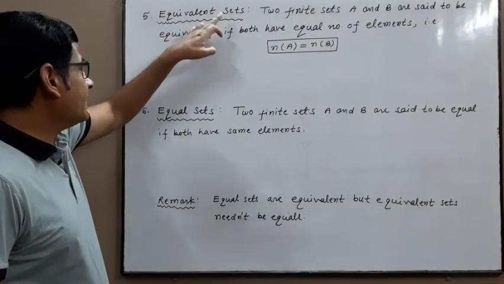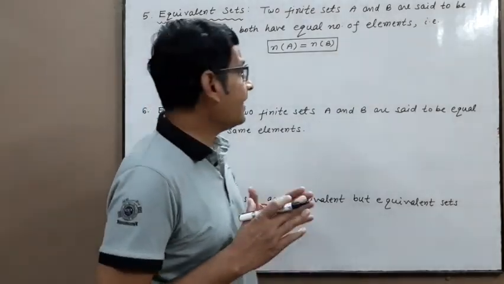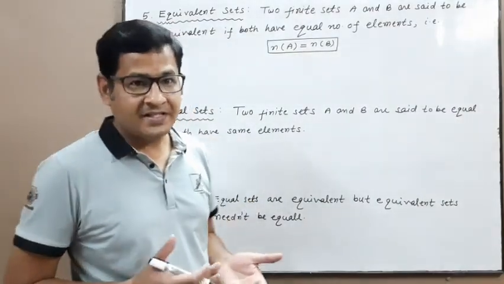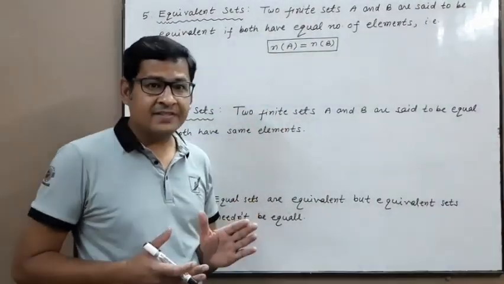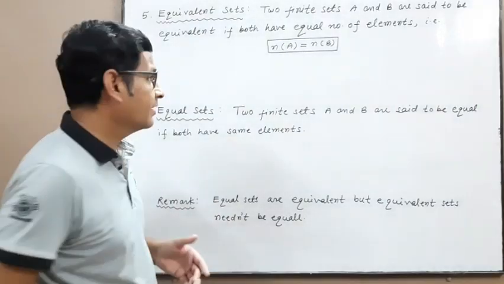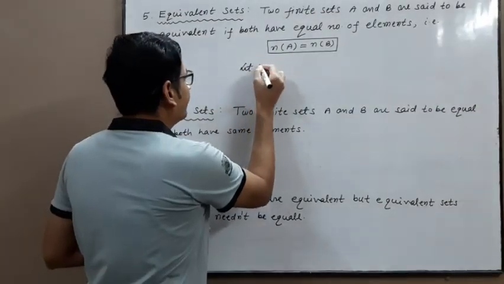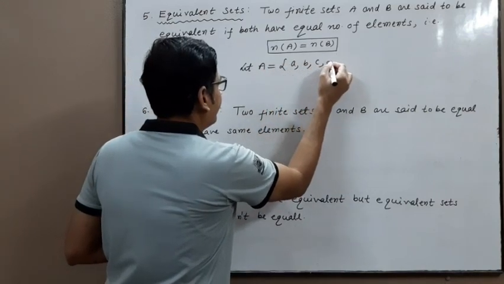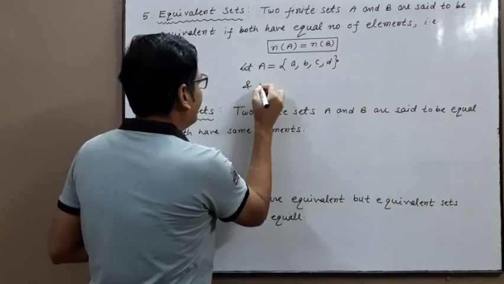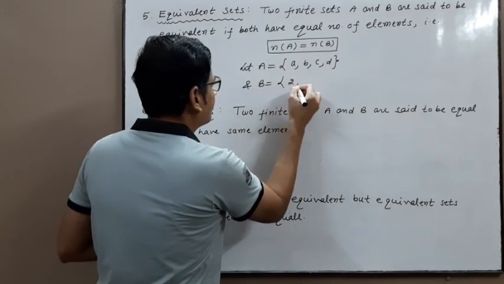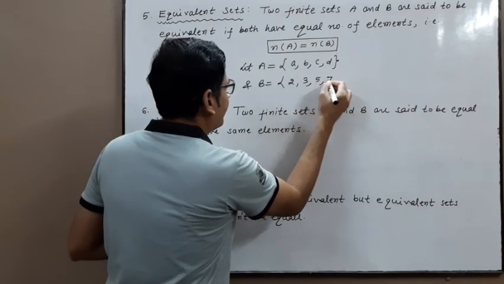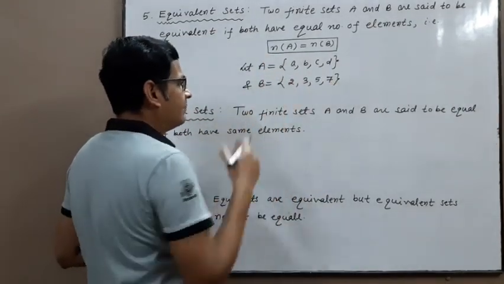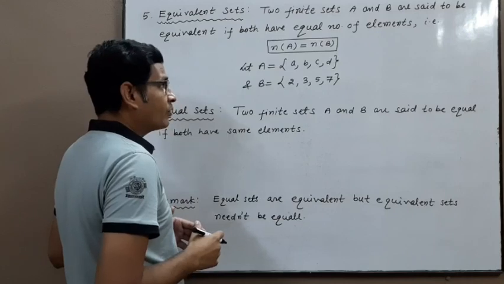Fifth point, equivalent sets. Two finite sets A and B are said to be equivalent if both have an equal number of elements. That is, n(A) equal to n(B), means cardinal numbers of both the sets are equal. For example, let A is equal to {a, b, c, d} and B is equal to {2, 3, 5, 7}. Clearly both have the same number of elements. In set A there are 4 elements, in set B 4 elements. So both are equivalent sets.